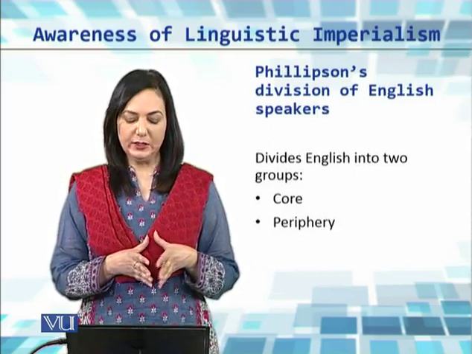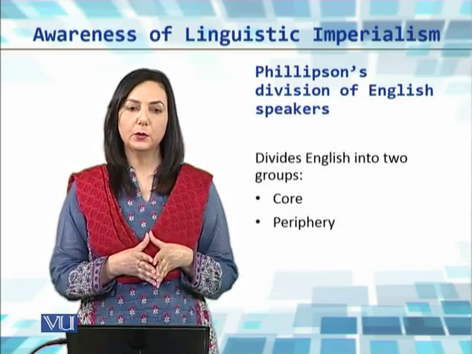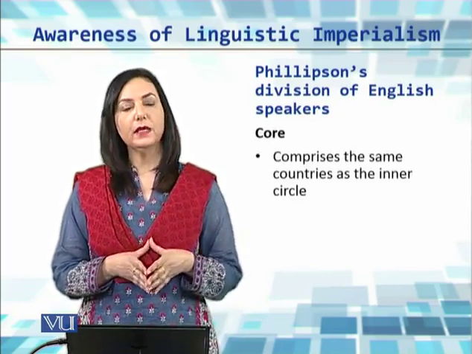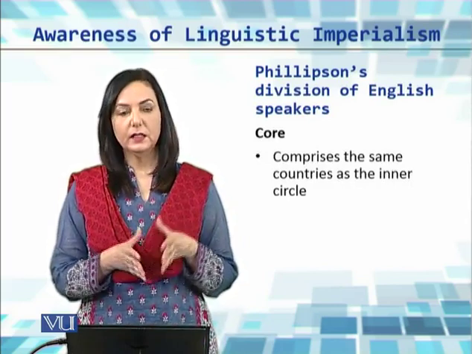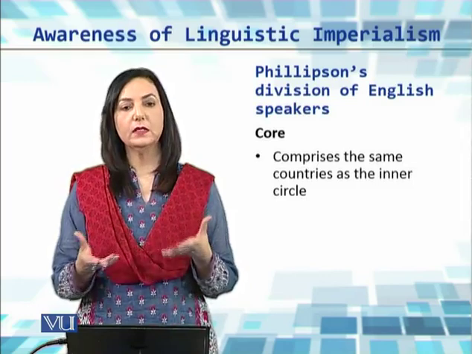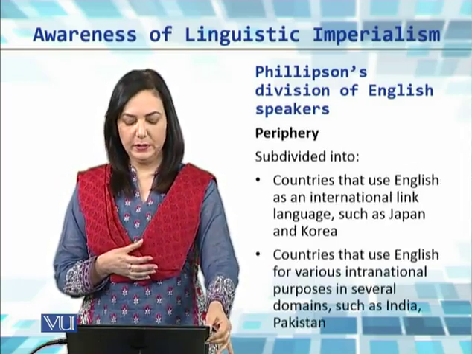Phillipson divides the English-speaking world into two groups. One he calls the core group and the other the periphery. The core group comprises the same countries as the inner circle countries of Kachru's model of world Englishes, which means all the countries where English is used as a native language.